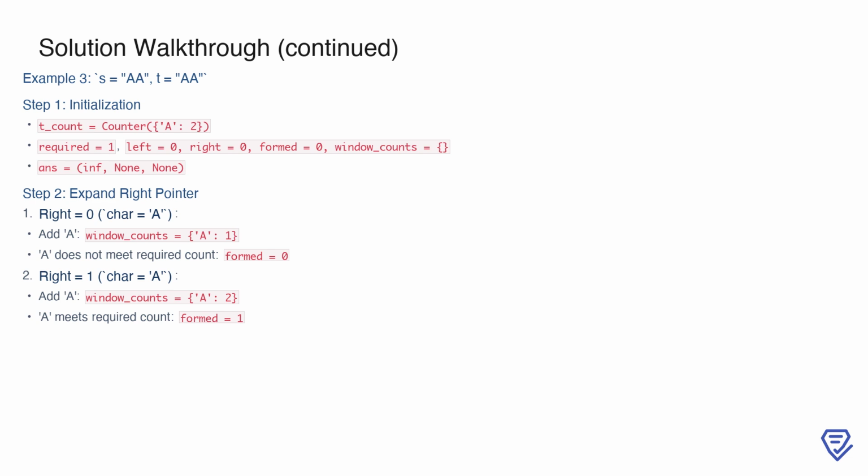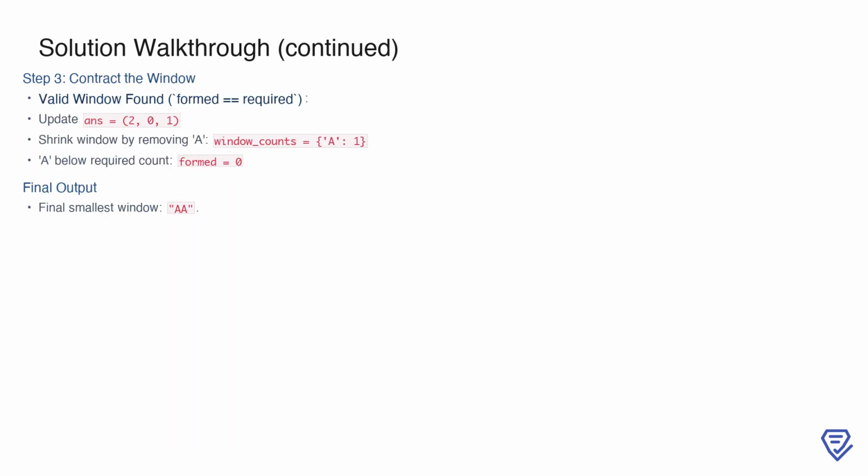At right equals 1, we encounter another A, which updates window_counts to 2. Now, the count of A in the window matches its required count in T_count, so we increment formed to 1. At this point, the window is valid since formed equals required. Once a valid window is found in this example, we calculate its size, which is 2, and update ANS to 2, 0, 1. To explore smaller windows, we try to shrink the window from the left by removing A.